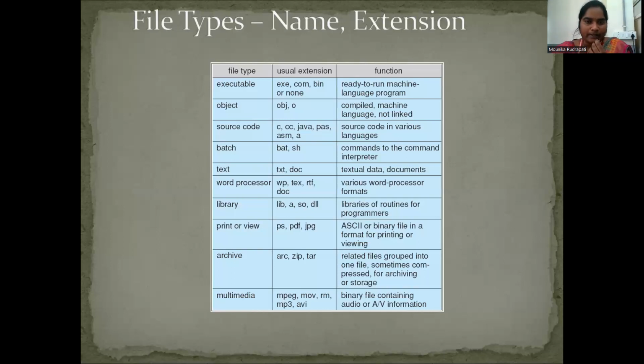Multimedia. The usual extensions of multimedia are .mpeg, .mov, .rm, .mp3, .avi. The function of the multimedia file type is binary file containing audio or A/V information. So this is the table about file types and their usual extensions and functions.